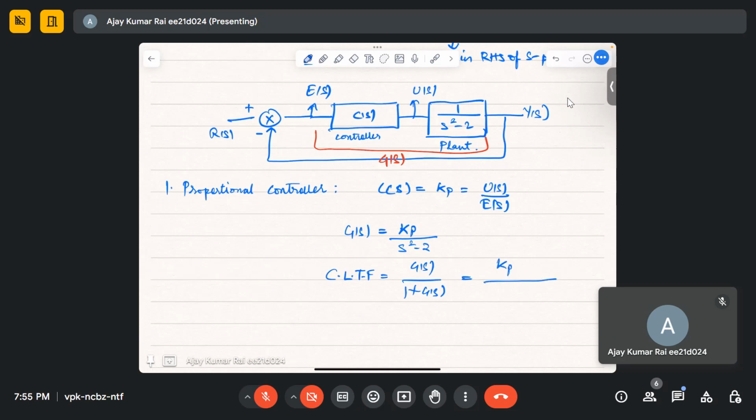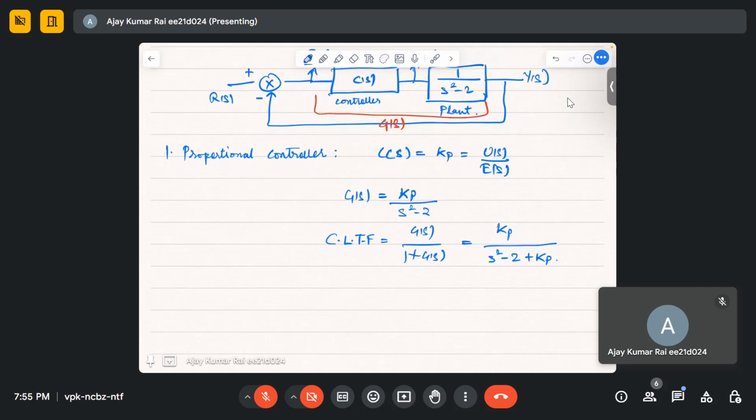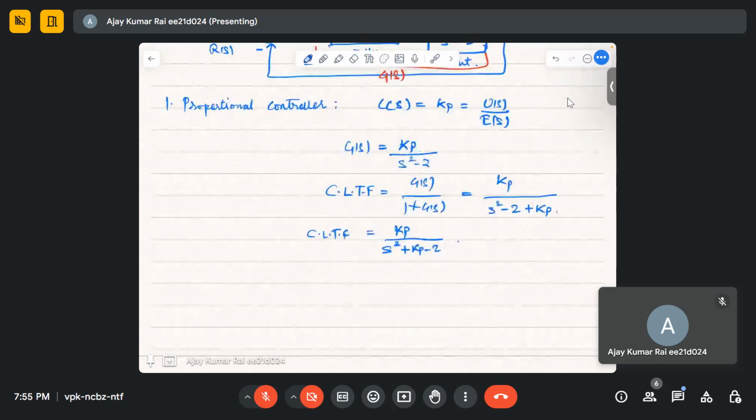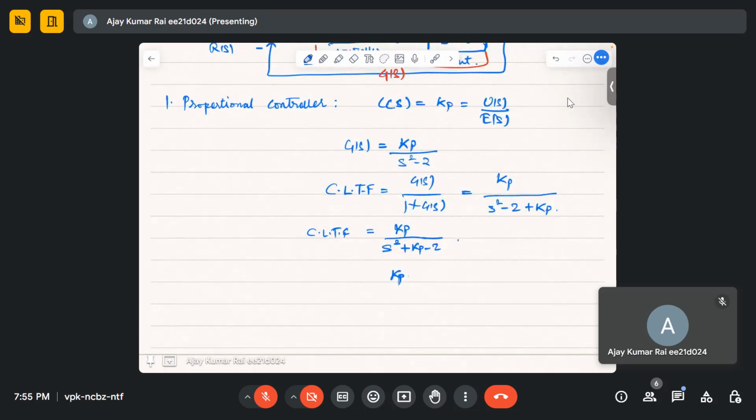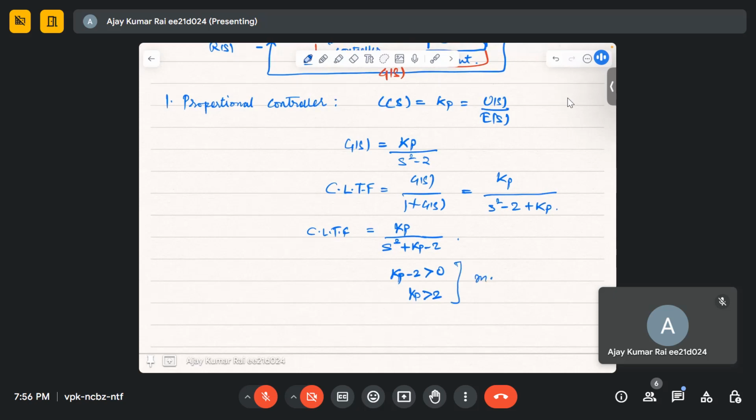so directly I am writing it: KP over S square minus 2 plus KP. So this is KP over S square plus KP minus 2. If you plot this, what is happening? If KP minus 2 is, let's suppose, greater than 0, so KP is greater than 2, this is the condition for marginally stable.